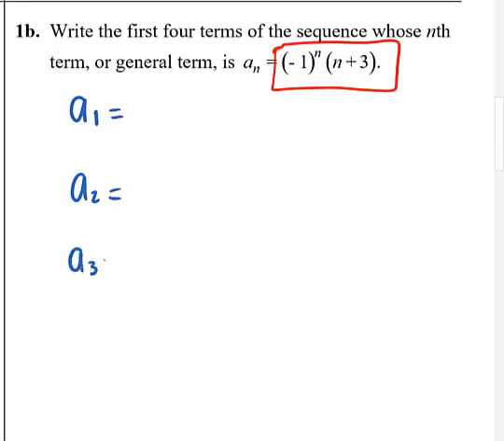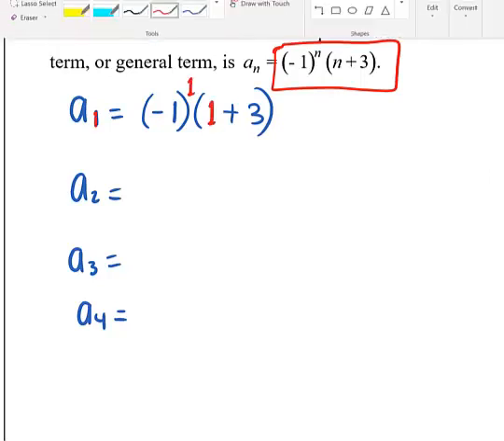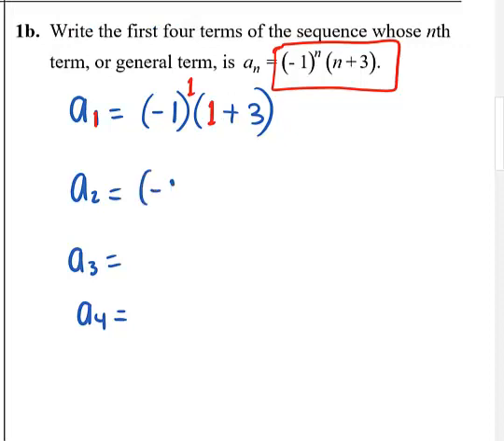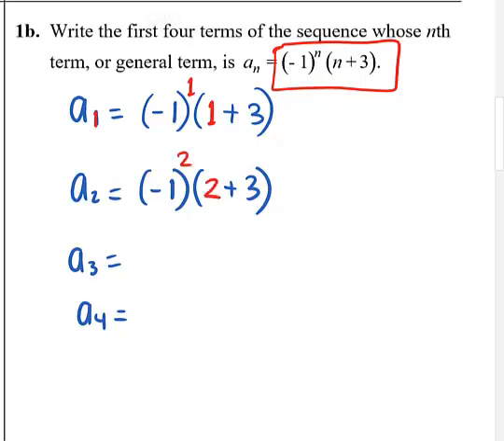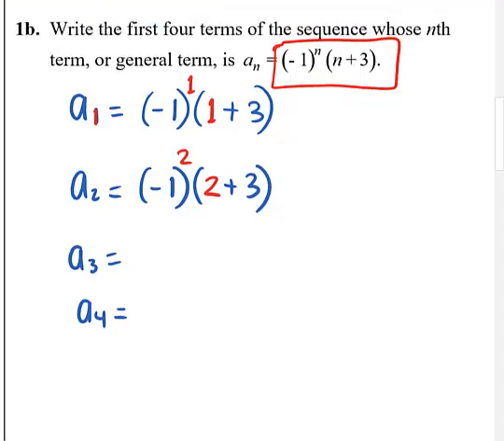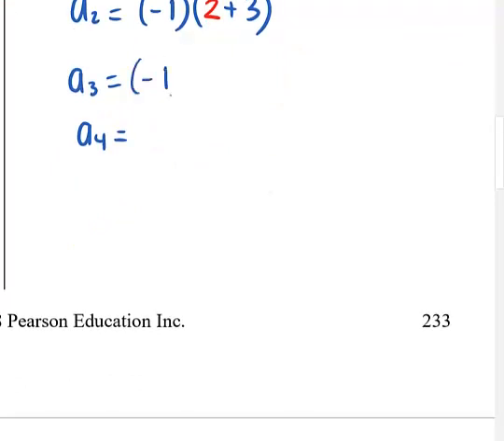A1, A2, A3, A4. And now for the first one, since the subscript is 1, I'm going to replace both n's with 1. So it'll look like negative 1 to the 1 power, and then times 1 plus 3. And I'll simplify that. The next one, n is 2, because it's the second term, so it'll be negative 1 to the second power times 2 plus 3. And then the third one is negative 1 to the third power times 3 plus 3, because n is 3 this time.